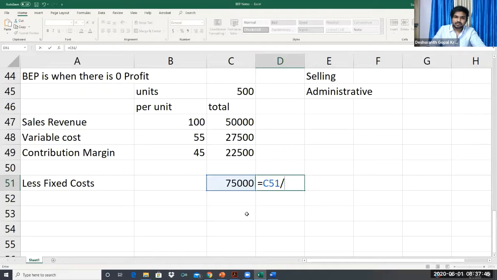Okay, start typing in your answers in the chat box, please. The question is, how many units do you need to sell to cover your fixed cost? Type in your answer in the chat box, please, everyone.